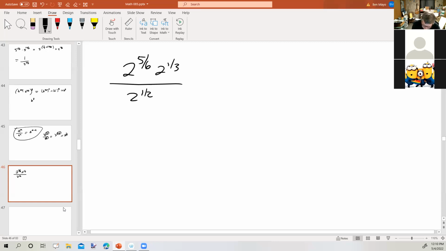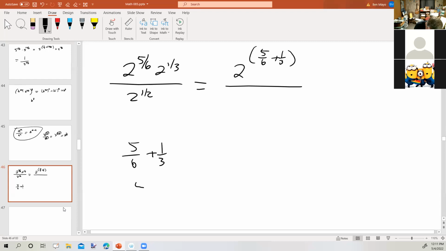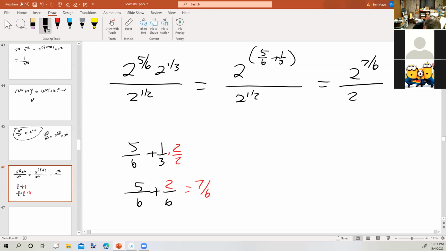All right. So in the numerator, I've got 2 raised to the 5/6 plus 1/3 power. But to add 5/6 and 1/3, I need a common denominator, which would be 6. So I've got to multiply 1/3 by 2 over 2, which gives me 2/6. So then I've got 7/6. So now I've got 2 to the 7/6 power over the 2 to the 1/2 power.